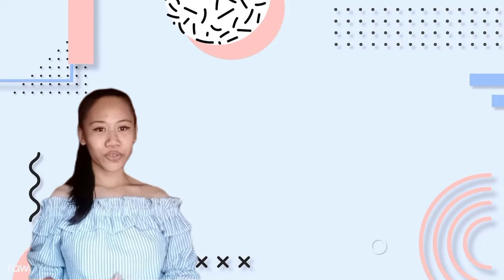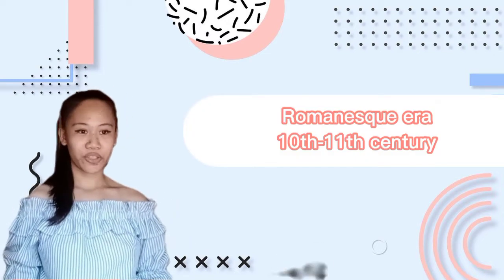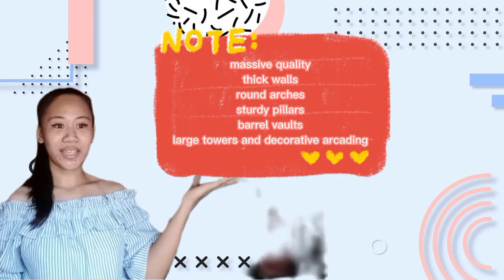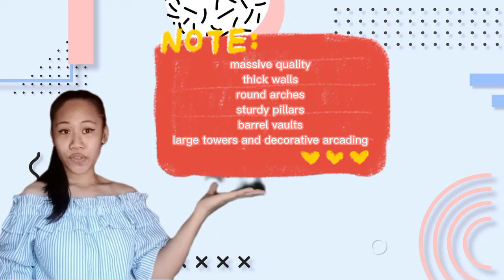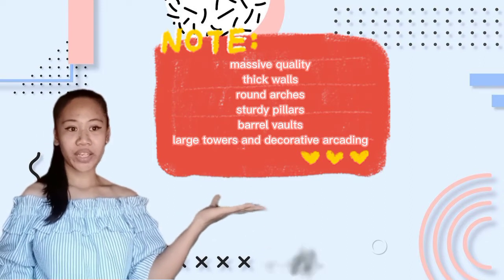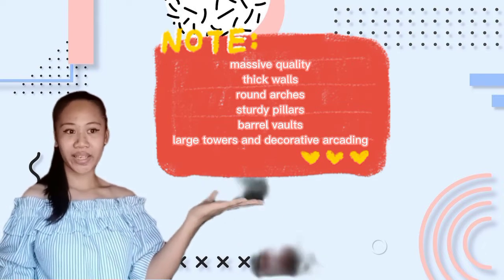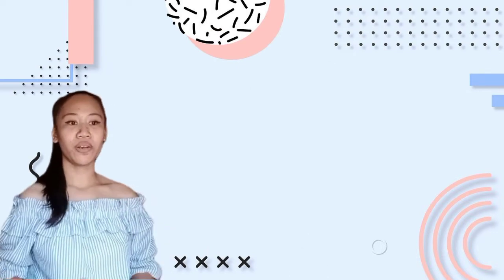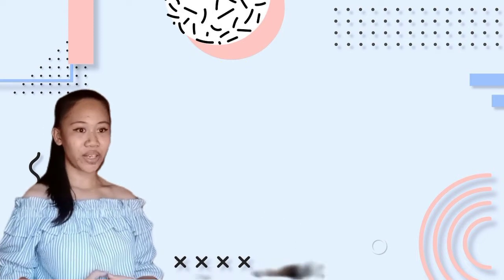Let's move on to the Romanesque era. It is from the 10th to 11th century. It is known by its massive quality, thick walls, round arches, sturdy pillars, barrel vaults, large towers, and decorative arcading. It began in Europe from about the mid-11th century to the advent of Gothic architecture.